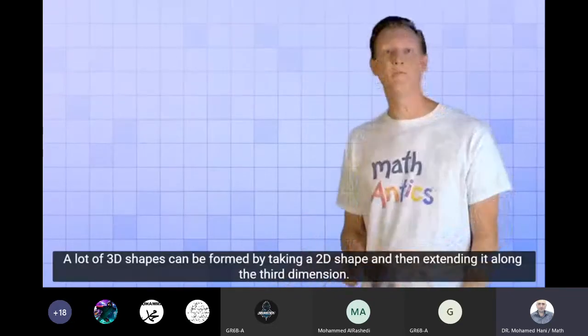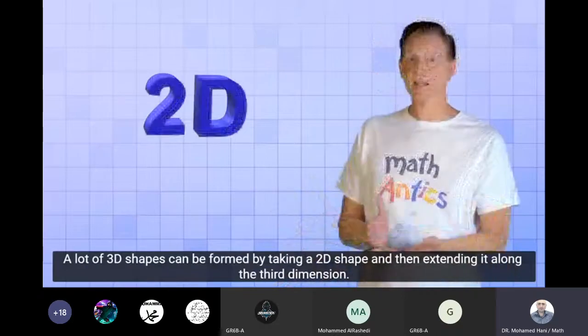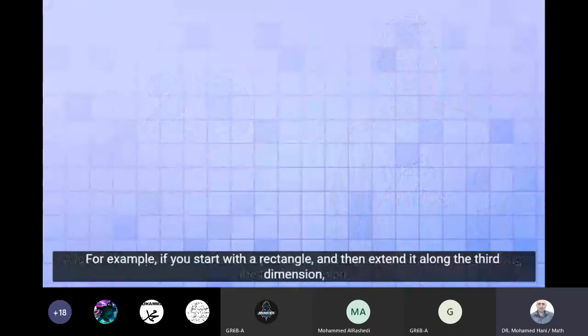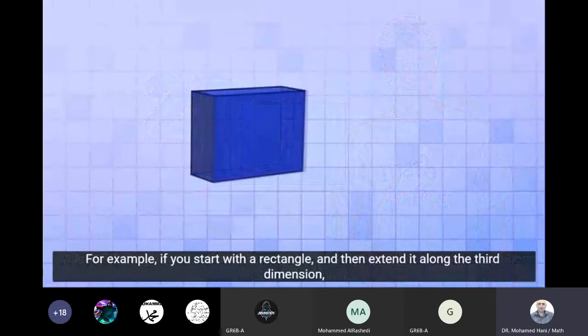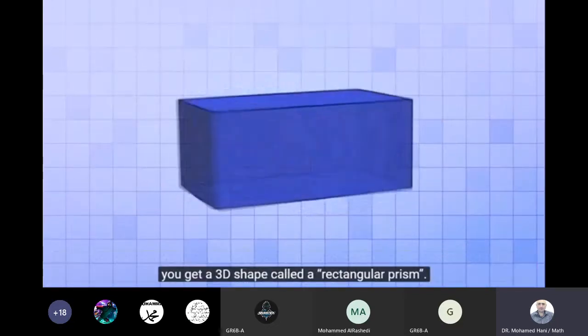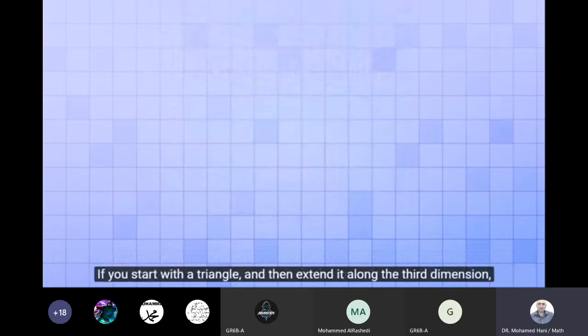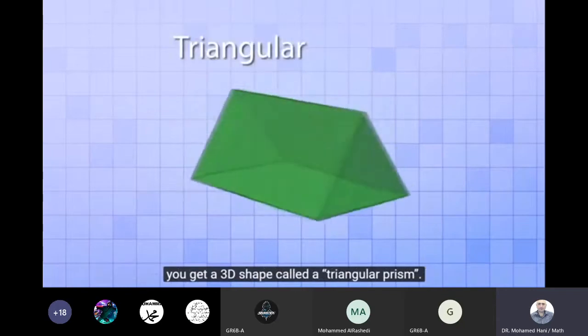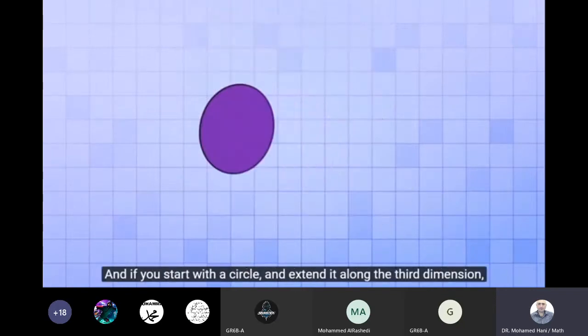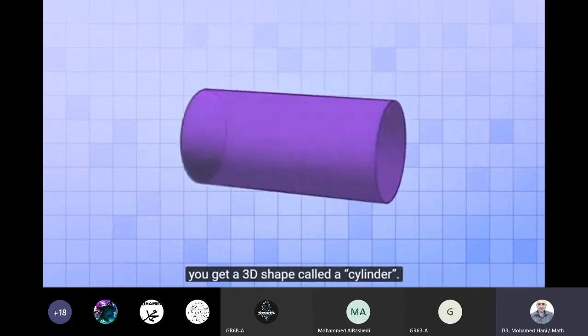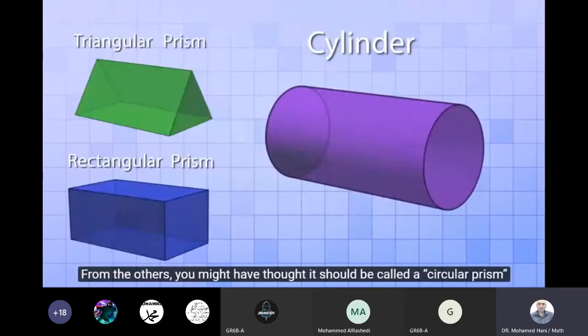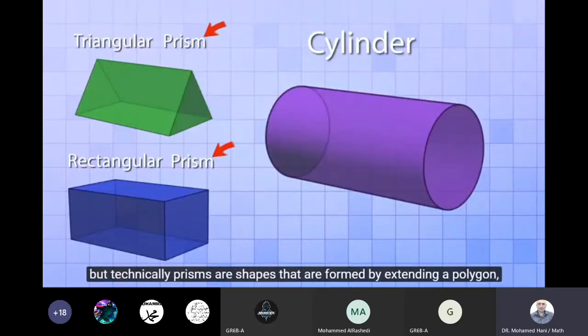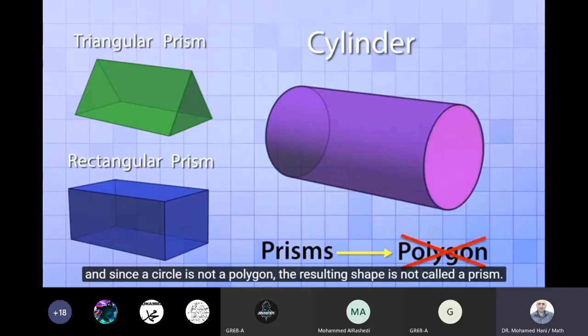A lot of 3D shapes can be formed by taking a 2D shape and then extending it along the third dimension. For example, if you start with a rectangle and then extend it along the third dimension, you get a 3D shape called a rectangular prism. If you start with a triangle and then extend it along the third dimension, you get a 3D shape called a triangular prism. And if you start with a circle and extend it along the third dimension, you get a 3D shape called a cylinder. From the others, you might have thought that it should be called a circular prism. But technically, prisms are shapes that are formed by extending a polygon. And since a circle is not a polygon, the resulting shape is not called a prism.